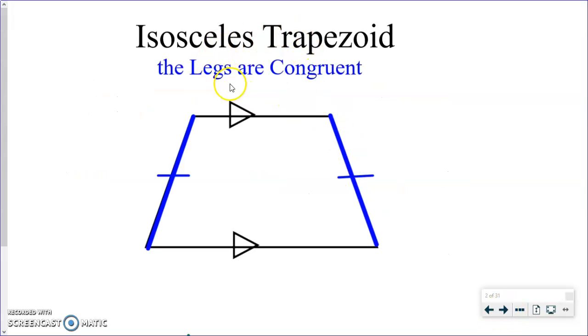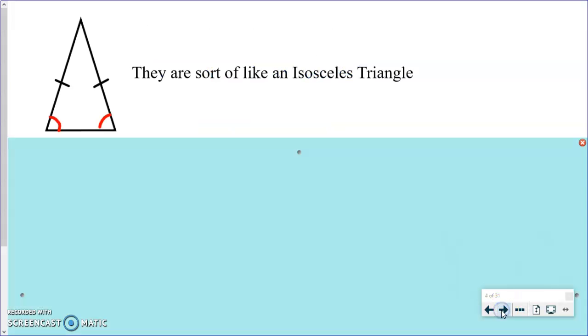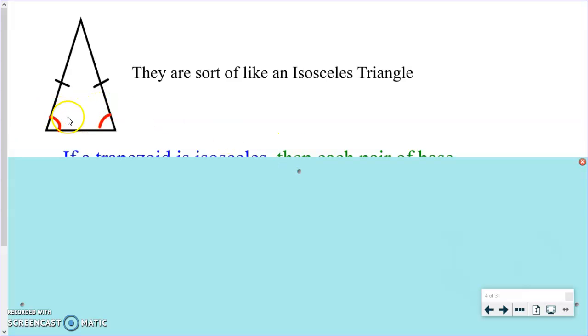All right, there are some special kinds of trapezoids. They are called isosceles trapezoids. And just like an isosceles triangle, isosceles trapezoids have two sides that are congruent. And it's going to be the two legs that are congruent. The other thing that happens with these, just like isosceles triangles, is that these two angles are also going to be congruent.